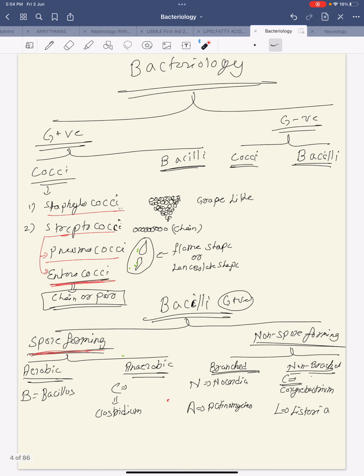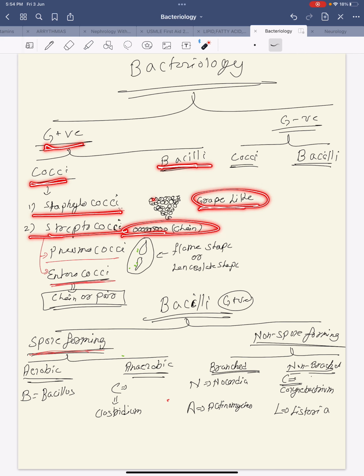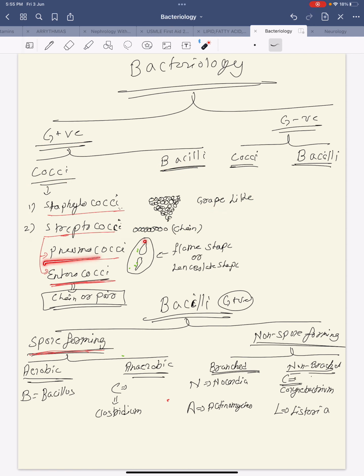Now here I have just made gram positive. There are two types, cocci and bacilli. The cocci are staphylococci and streptococci. They are in grape shapes and chain shapes. Then streptococci are further divided into pneumococci and enterococci. Pneumococci are diplococci, flame shape or lanceolate shape, and they are capsulated. While enterococci are either in chain or in pair.